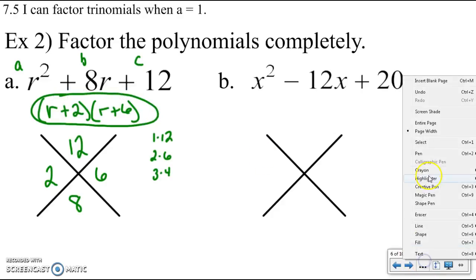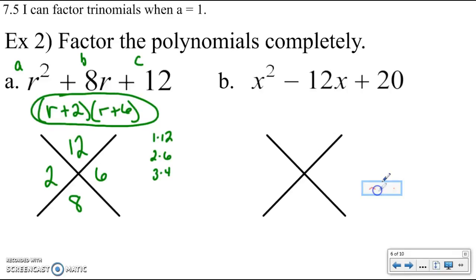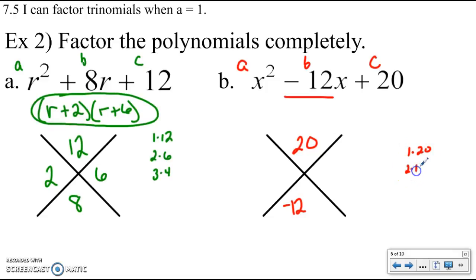The next one, again we have a, b, and c. So a is here, b is here, c is here. C goes on top, b goes on bottom. Notice that since this was a minus 12x, I put a negative 12 in the bottom of the x. So I'm actually looking for two numbers that multiply to give me 20 and add up to negative 12. So sometimes I like to list these out.